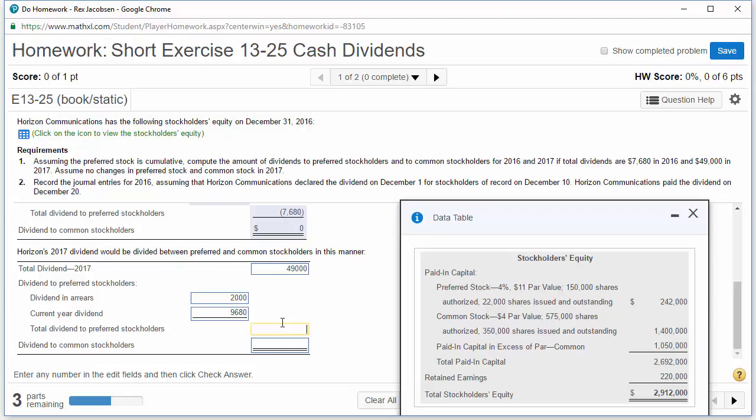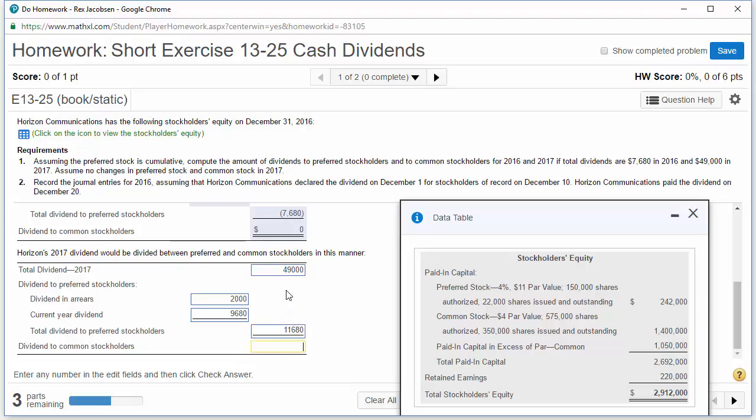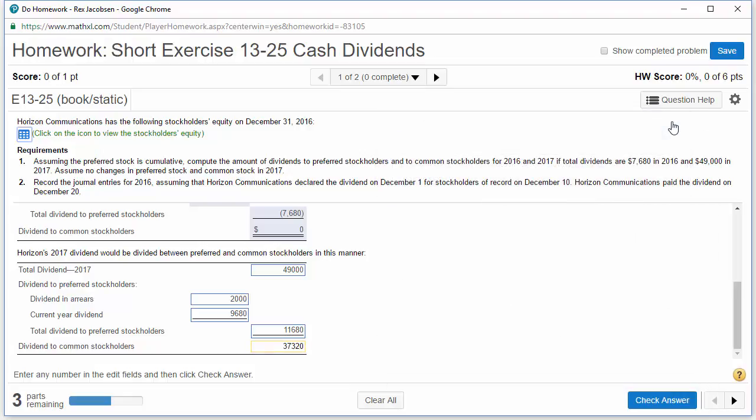So the total dividend we're going to pay the preferred stockholders is the amount that's late plus the normal amount. So we get $11,680. So how much do the common stockholders get? They get the difference between the amount available, $49,000, and the amount we're going to pay our preferred stockholders. So $49,000 minus $11,680 gives us $37,320. So the common stockholders are going to be very happy this year, whereas the previous year they were not happy at all.